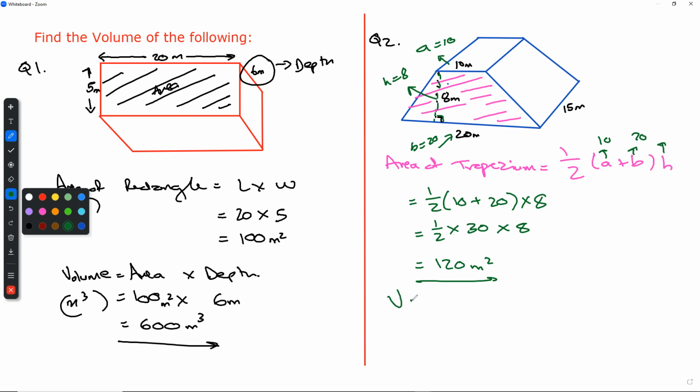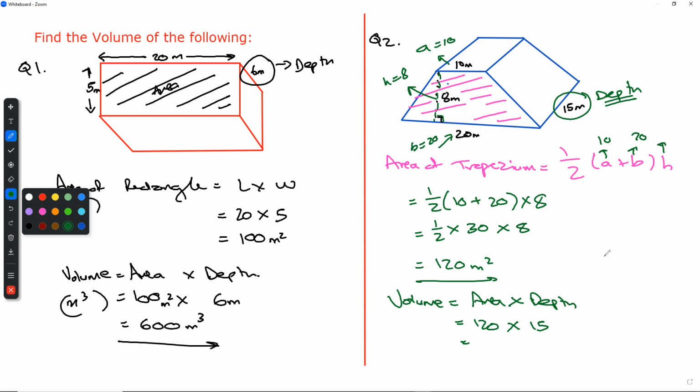Now remember, volume will follow the same formula, area times depth. So volume is going to be equal to this area multiplied by this number, the one we didn't use yet, and that's my depth. So it's area times depth. Now what's my area? 120. And what's my depth? 15. All right, let's calculate 120 times 15.